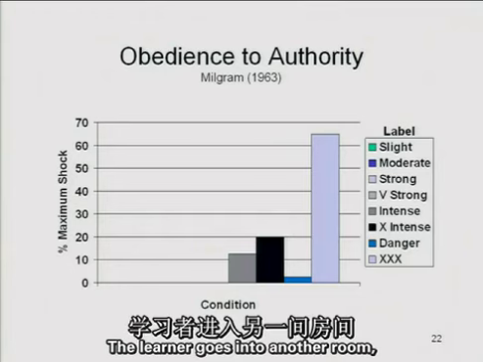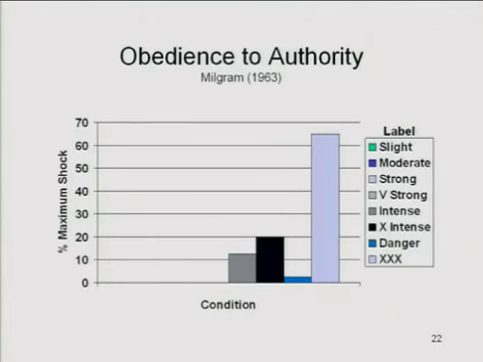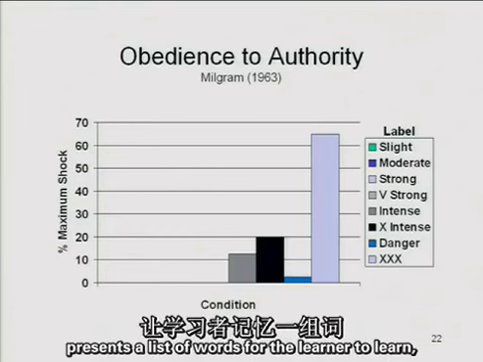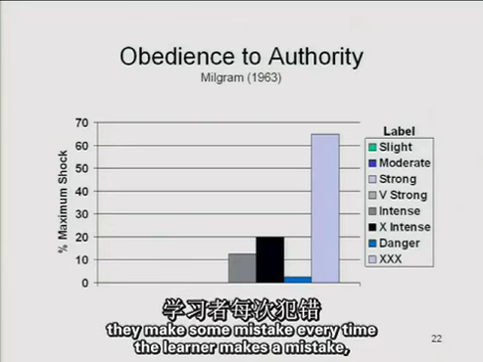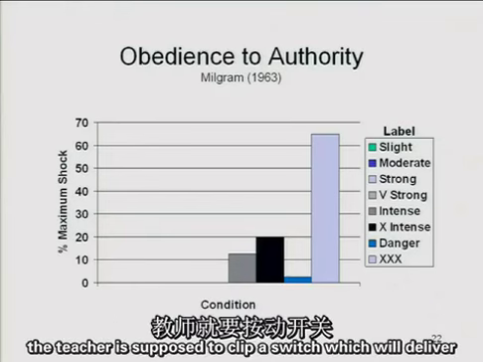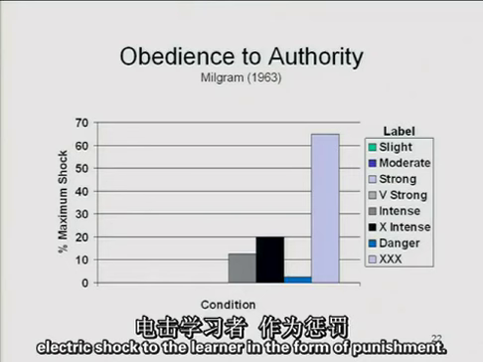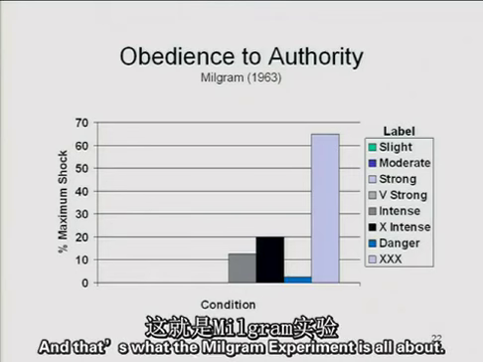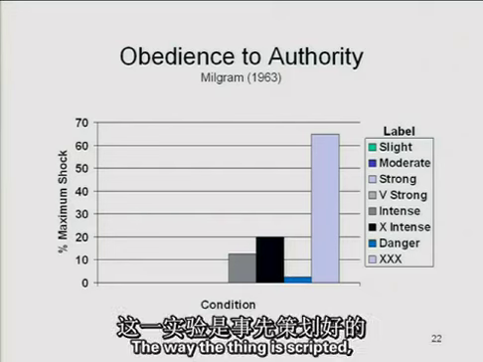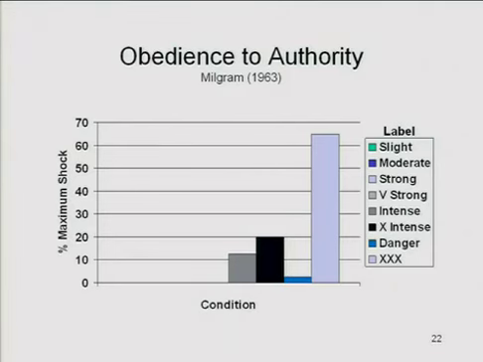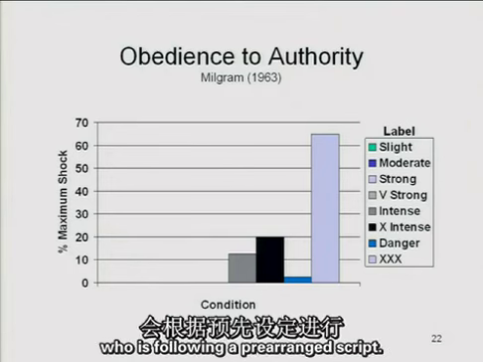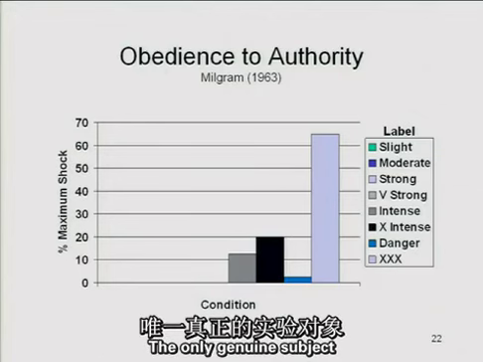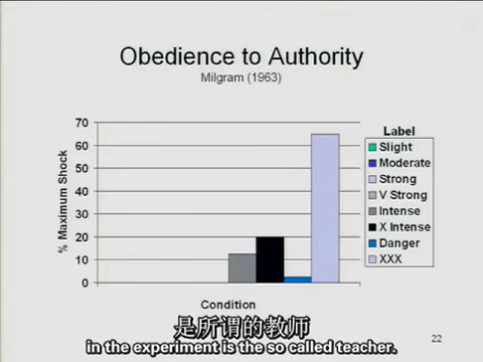The learner goes into another room. The teacher stays in this room, presents lists of words for the learner to learn, and when the learner recalls the list and makes a mistake, every time the learner makes a mistake, the teacher is supposed to flip a switch which will deliver an electric shock to the learner in the form of punishment, and that's what the Milgram experiment is all about. The way the thing is scripted, the learner is, of course, not a real subject. The learner is a confederate of the experimenter who's following a prearranged script. The only genuine subject in the experiment is the so-called teacher.